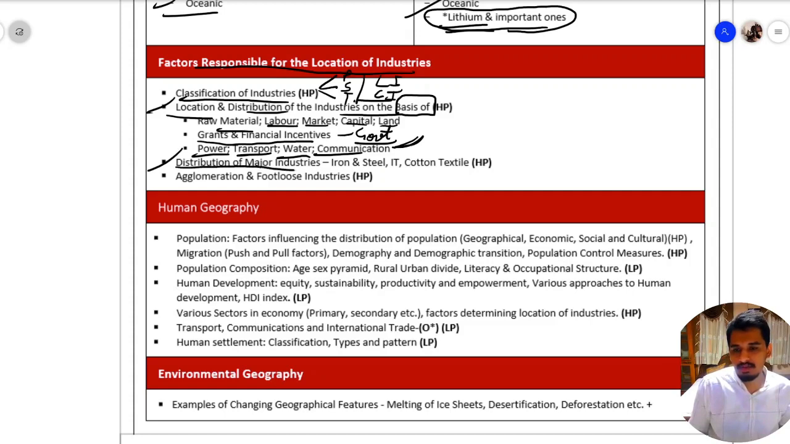Then we have distribution of major industries. In this we have iron and steel, IT, cotton and various other major industries. So you should know how they are distributed across India in the form of a map. You should have a map which tells you where these industries are located.